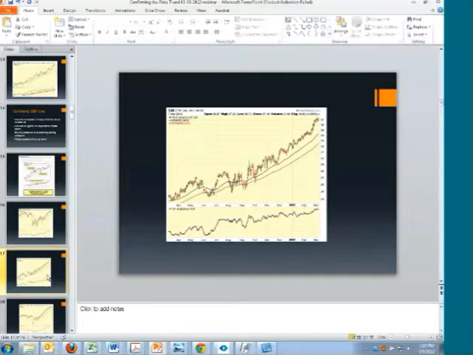And here's some more snapshots. This is TJX. We have this in the Inner Circle portfolios. You can see a price uptrend with the daily price action, 50-day EMA above 100-day EMA, and this price uptrend is confirmed by an upsloping on-balance volume line.